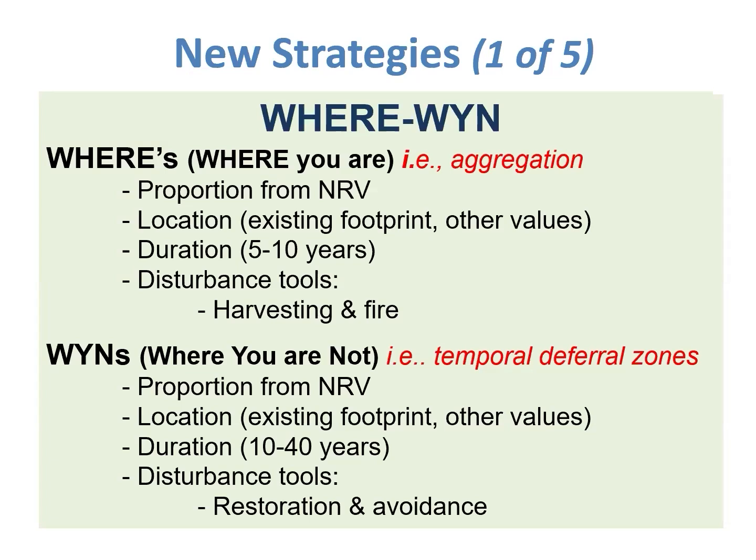The WYN is a where you're not. This is what we don't do right now, and it's the equivalent of a temporal deferral zone. It's not a park, it's not an area that's set aside. It just means you're not going to go in there for anywhere from 10, 20, up to 40 years. And again, a substantial area. This also comes from NRV, and you can put these in areas, for example, in caribou zones, depending on other values. And the disturbance tools here are avoidance, obviously, you're not disturbing, but there are also places where you could strategically do linear feature restoration.